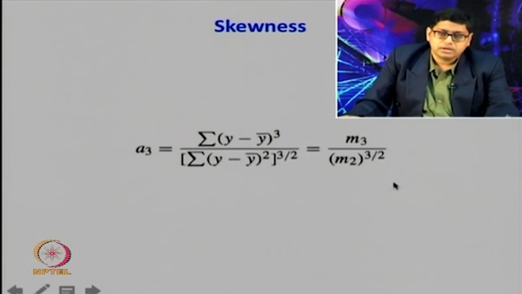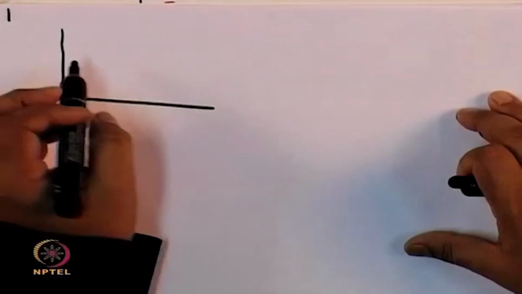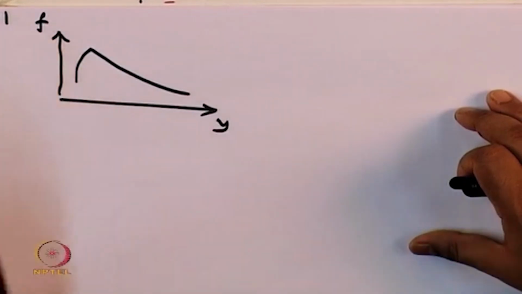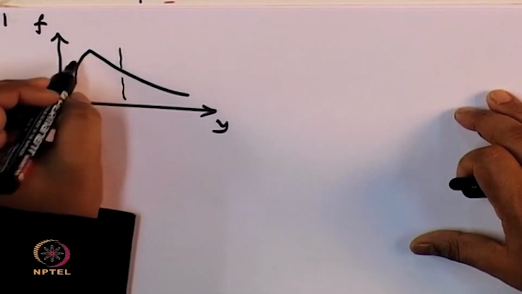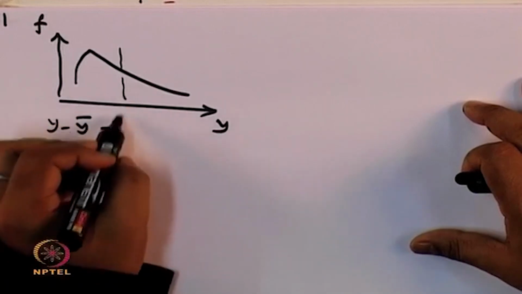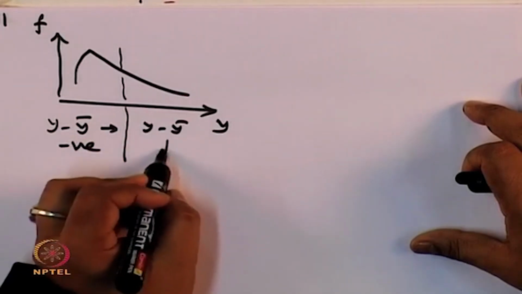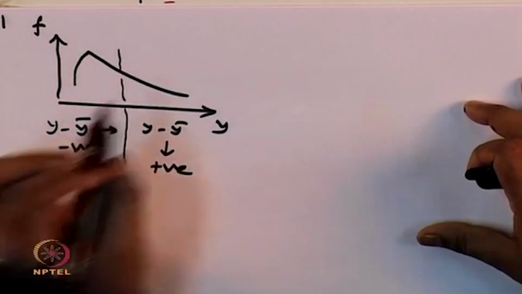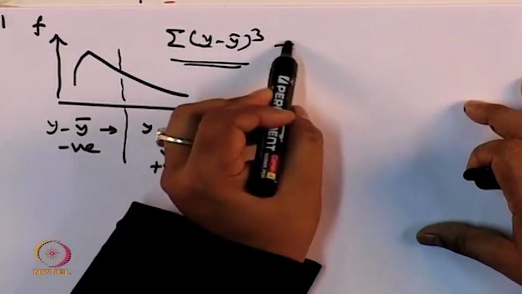This is called skewness. We had reasoned that if you have a distribution like this, where this is y and this is frequency, your mean is somewhere here. Because there is a preponderance of values to the left, all these y minus y bar values in this domain will be negative, and in this domain will be positive, as a consequence of which there is a possibility that when you compute the summation of y minus y bar whole cubed, this might turn out to be negative.